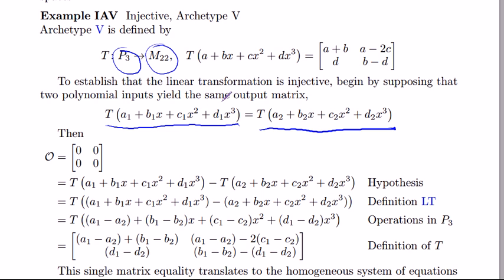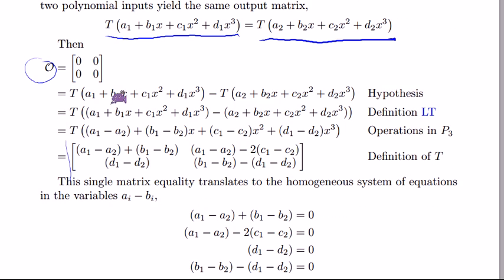Start the same way. If these two are equal, if the two outputs are equal, then we can write that their difference is the 0 matrix. And by linearity, we end up with this result here. That if the difference between the two images is 0, that means that the matrix formed by the differences is going to be 0.